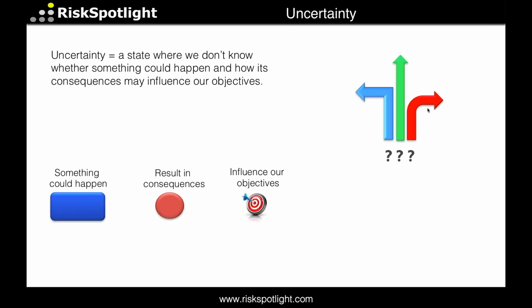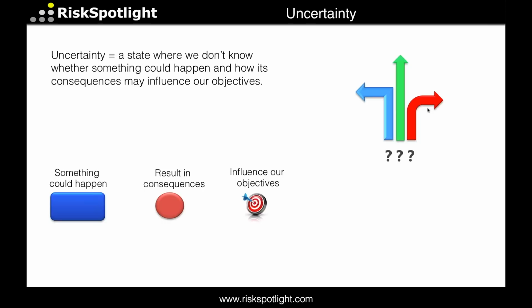So I've broken down the three elements of uncertainty that we will use for this course. Something could happen is an element. Let's call that a potential event which could happen in the future. And then we only care about that potential event if it would result in some consequences. And then again, we only care if those consequences are important for our objectives.